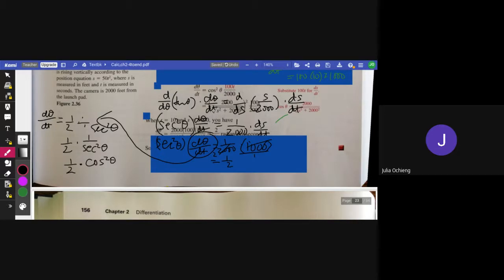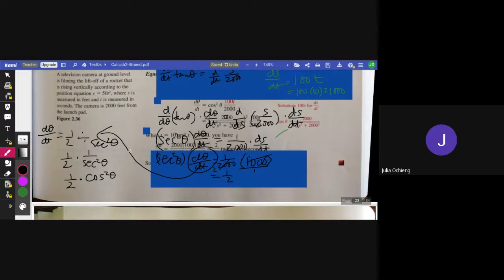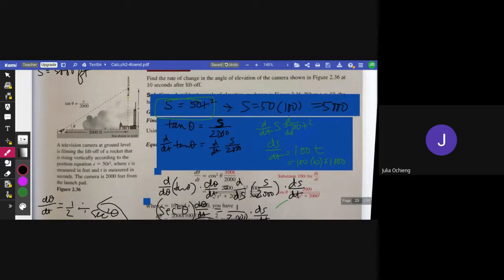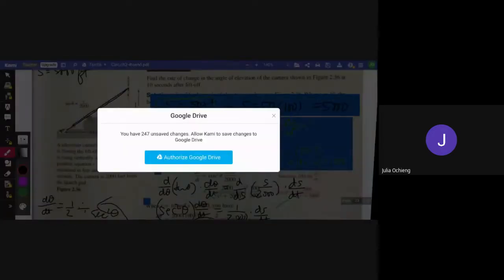All right. So we now need to solve for cosine squared theta. And before jumping to the idea of 1 minus sine squared, due to the Pythagorean theorem, I'm going to take a look at this picture right here. And notice that this is 2,000 and this is S. So I can actually label this in terms of 2,000 and S.